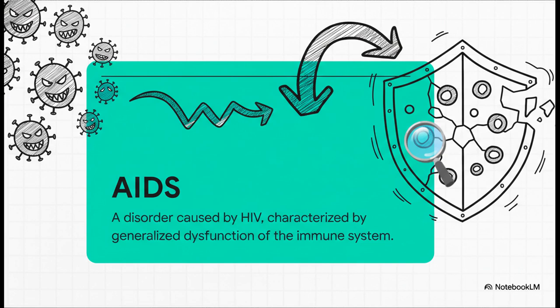HIV, that's the human immunodeficiency virus, is the actual infectious agent. It's the cause. AIDS, on the other hand, acquired immunodeficiency syndrome, is the condition that happens because of the damage HIV does. So just think of it like this. HIV is the burglar, and AIDS is the house being completely ransacked.